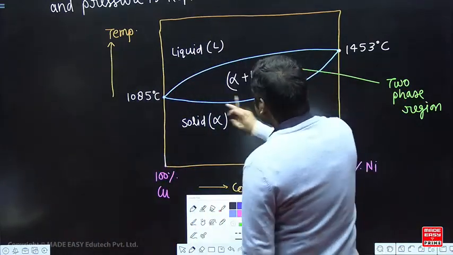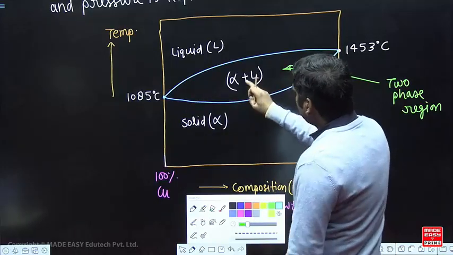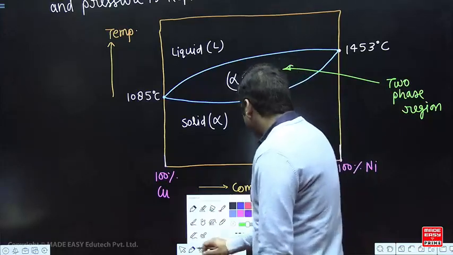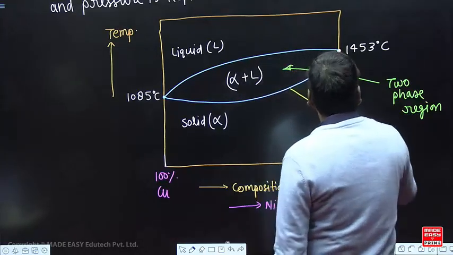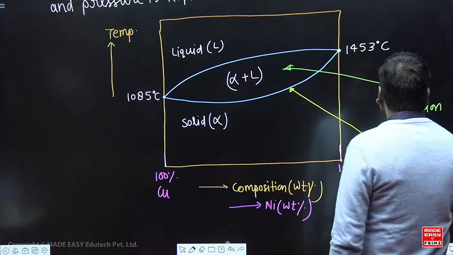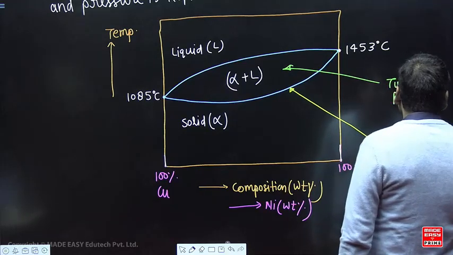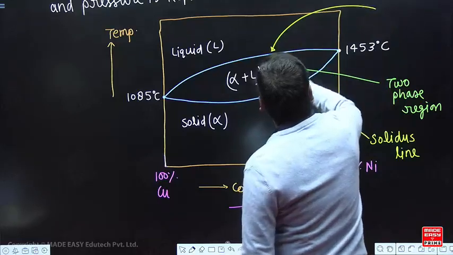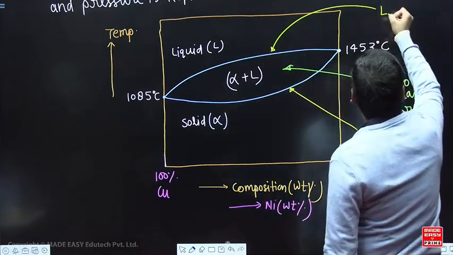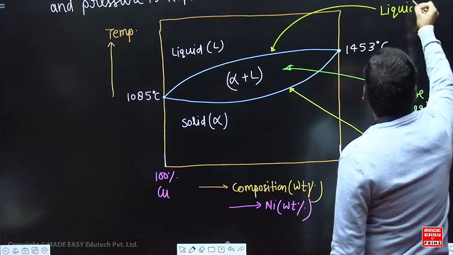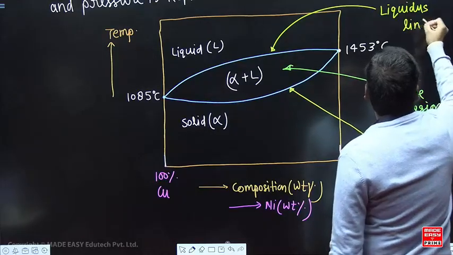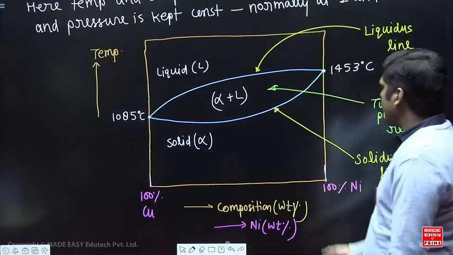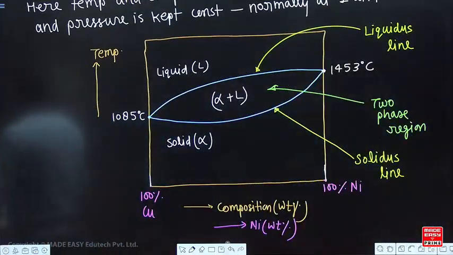The line which separates two phase region with the solid state, that is known as solidus line. The line which separates liquid phase with two phase region, that is known as liquidus line. First you please draw these things, then I have to discuss few point. So मैं इस डायग्राम को मॉडिफाई करूंगा, लेकिन पहले इतना आप लिख लीजिए.